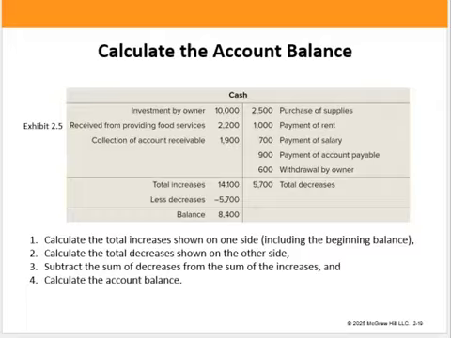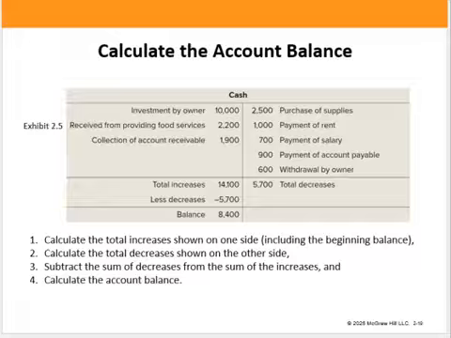Okay, so we also purchased supplies and paid cash for them. So that decreased the cash. Therefore, it's going to be on the credit side or the right-hand side. We paid rent, we paid a salary, we made a payment to accounts payable, and the owner withdrew $600. Those are all decreases to our cash account, so they are going to go on the credit side or the right-hand side of our T account.